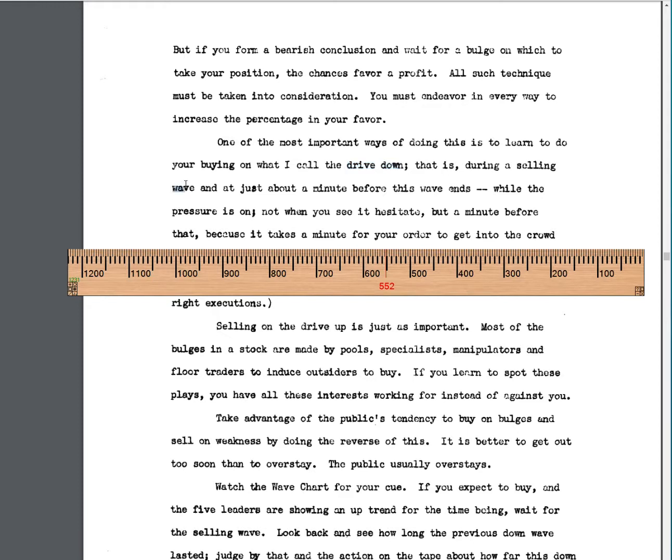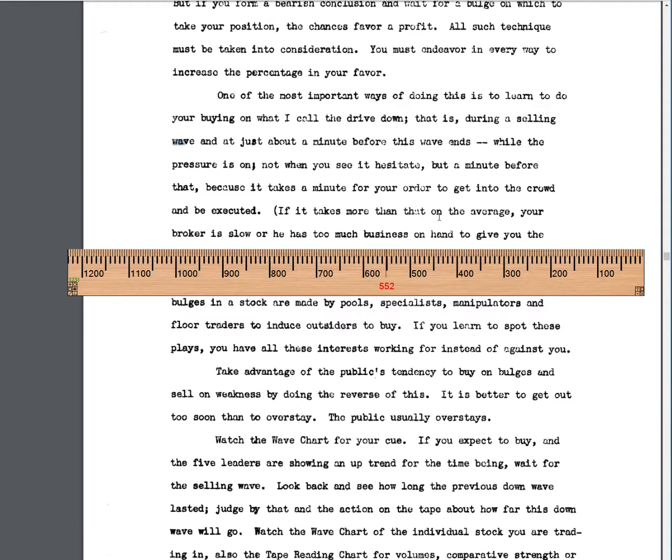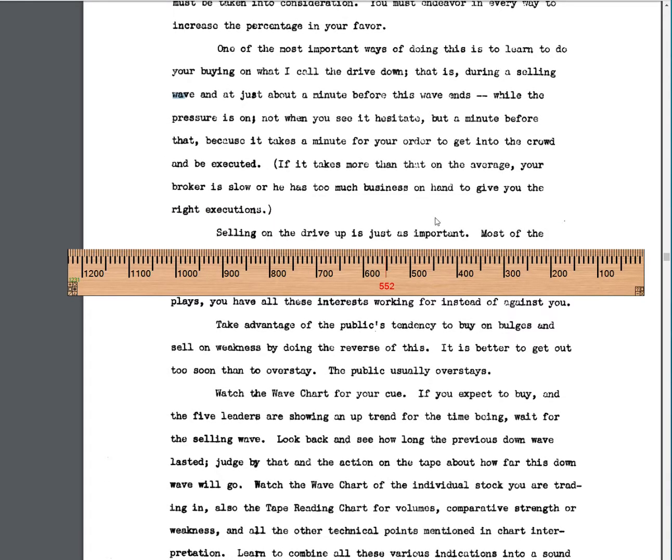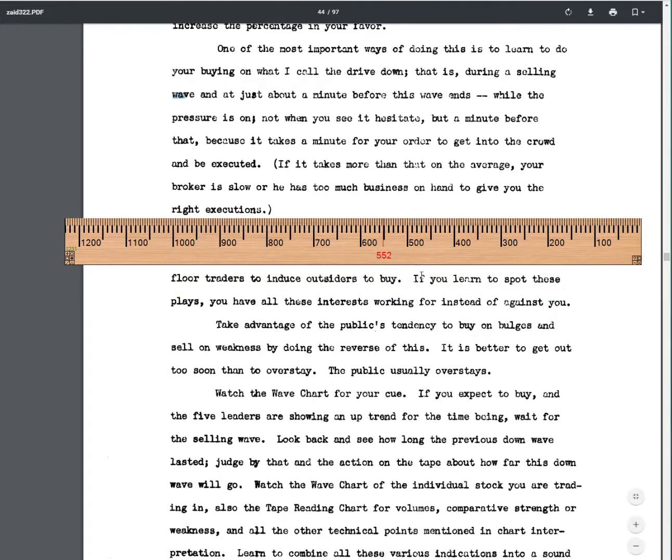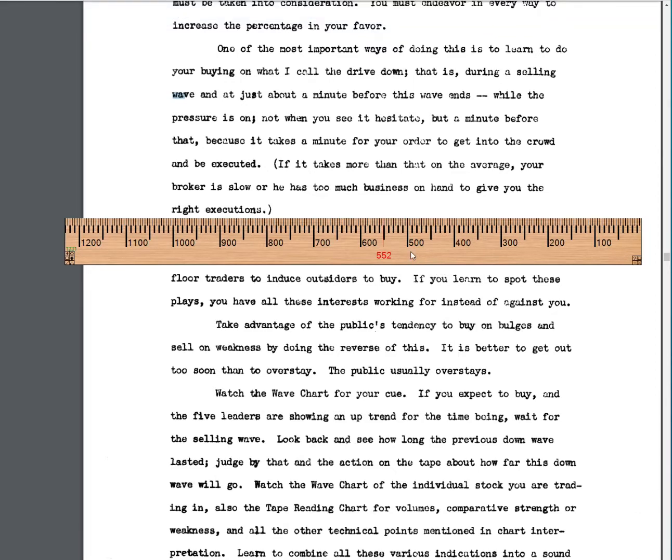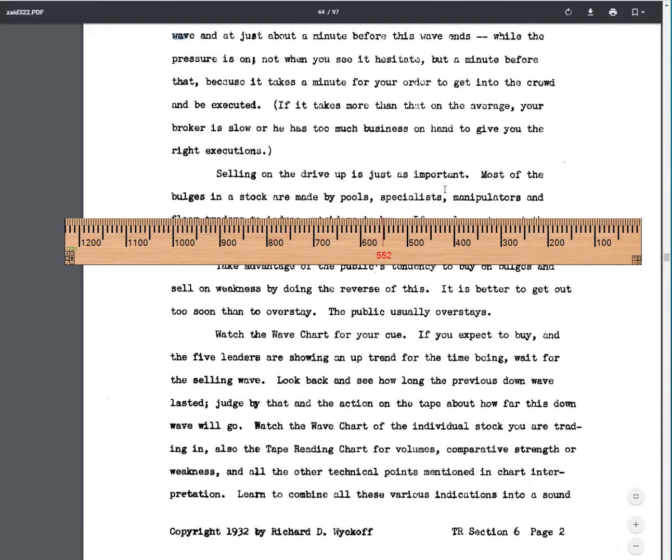So you're buying on the selling wave, and it is just about a minute before the wave ends, while the pressure is on. Not when you see it hesitate, but a minute before that. I mean, in his day that was the case, but now you can wait for the drive down and the sideways movement. So you can wait until it's on the springboard, but in his day it would take at least a minute to get your order filled, or longer. Okay, so that's why he anticipated it.